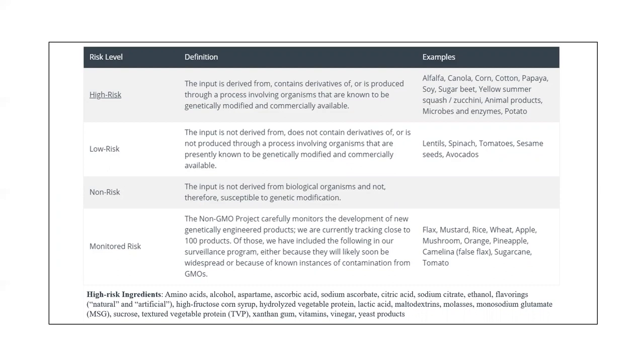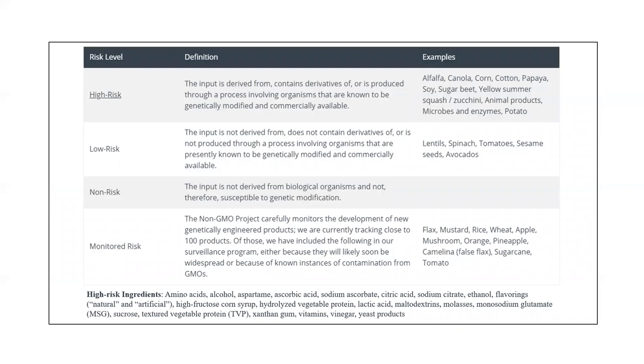It's high risk if the input is derived from, contains derivatives of, or is produced through a process involving organisms that are known to be genetically modified and commercially available. What are these high risk ingredients? These may be amino acids, alcohol, aspartame, ascorbic acid, sodium carbonate, citric acid, up until yeast products. Common examples of GMO products under high risk are the widely cultivated organisms. We have canola, corn, cotton, papaya, alfalfa, soy, sugar beet, yellow summer squash or zucchini, animal products, microbes and enzymes, and potato.